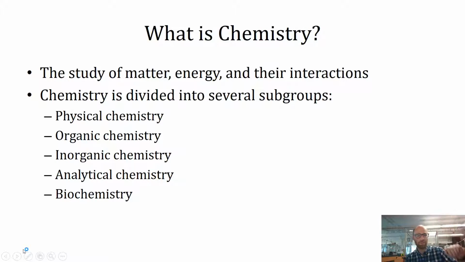And then I just walk around and turn off the other one. So if you have any questions, obviously we're going to get to them in the next few slides, but just as a bit of a ground rule to make sure everyone's on the same page, chemistry is, of course, the study of matter, energy, and how they interact with each other.